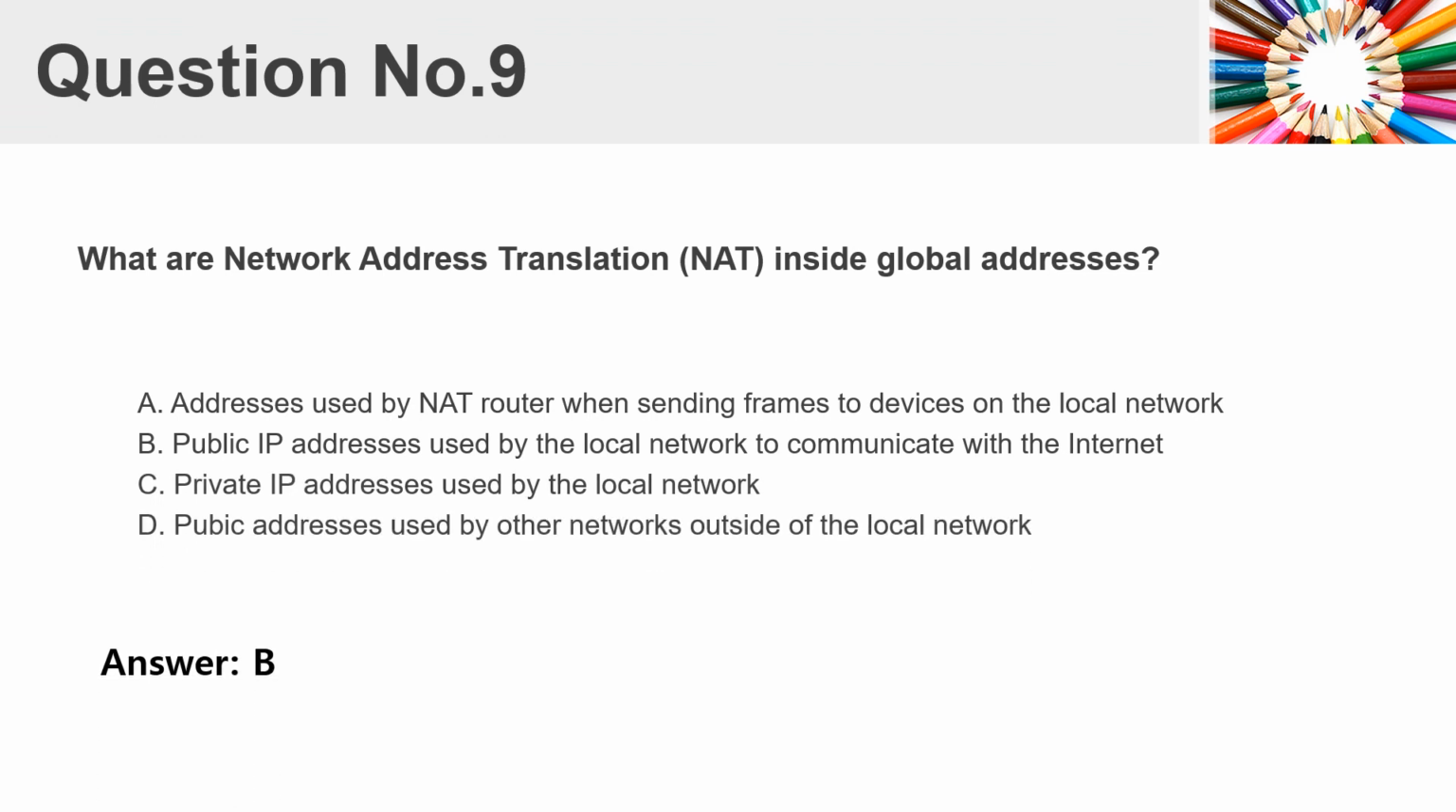Question number 9. What are Network Address Translation (NAT) inside global addresses? A. Addresses used by NAT router when sending frames to devices on the local network. B. Public IP addresses used by the local network to communicate with the Internet. C. Private IP addresses used by the local network. D. Public addresses used by other networks outside of the local network. Answer: B.